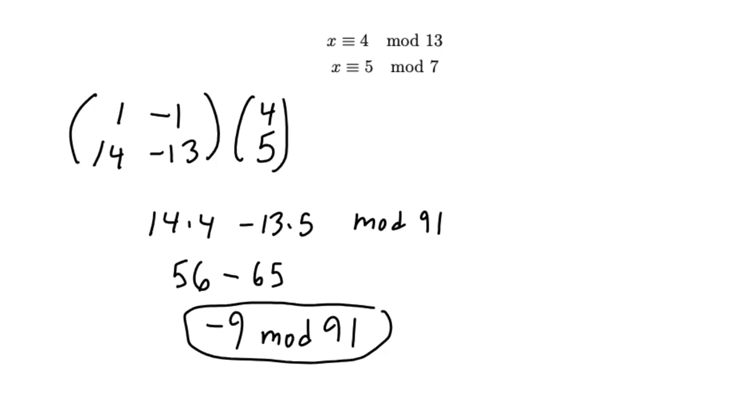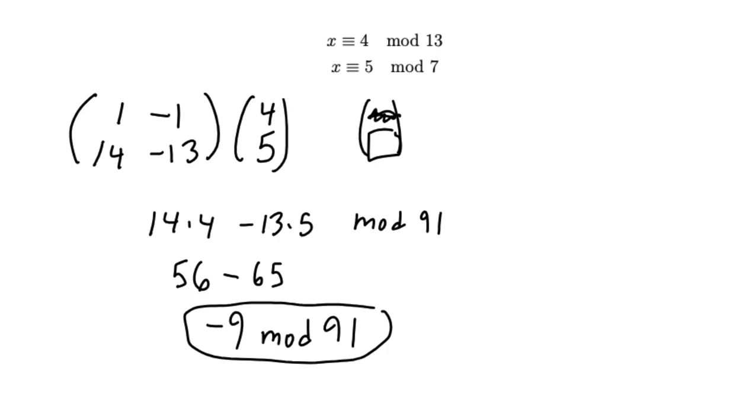Okay, so basically, we just plug it in. We plug in the 4, 5 into this, and we're going to interpret the result, mod 91. We're only going to take the bottom entry, because when we matrix multiply, we get a column. But remember, we're modding out the first component, so we don't care about that. We just want the second one. So 14 times 4 minus 13 times 5.